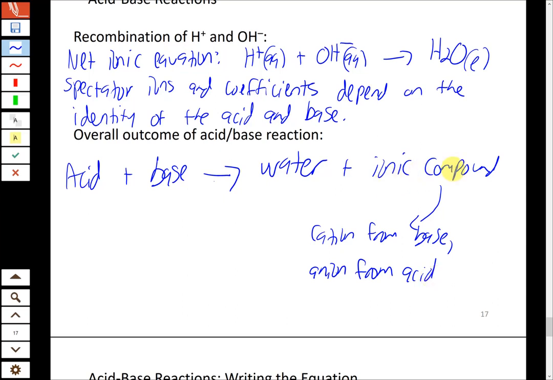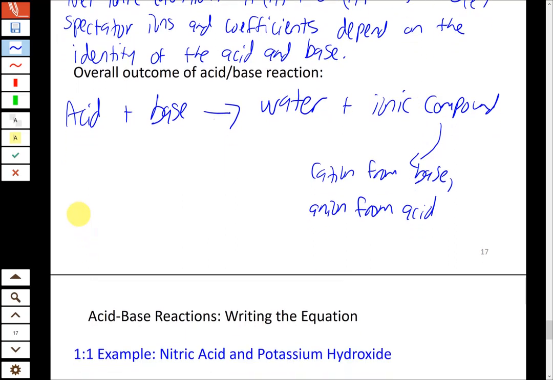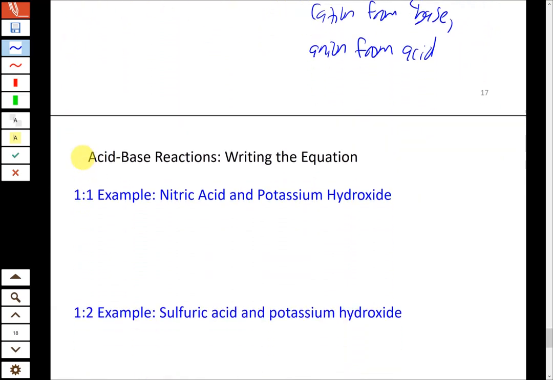And in most cases, this is going to be a soluble ionic compound, so it will just stay in solution. But again, it is possible for the ionic compound that forms to be insoluble and form a precipitate, so you have to be aware of that possibility as well. So that's how they work. So let's just write out some example acid-base reactions.